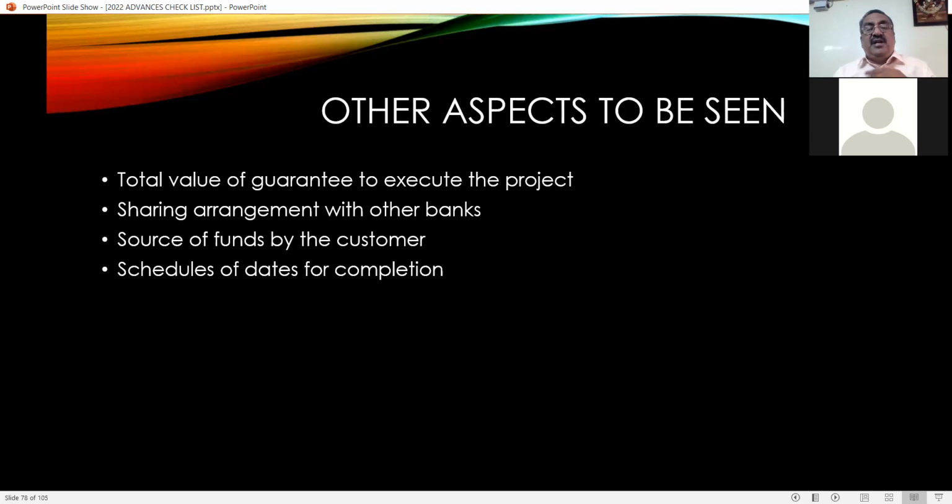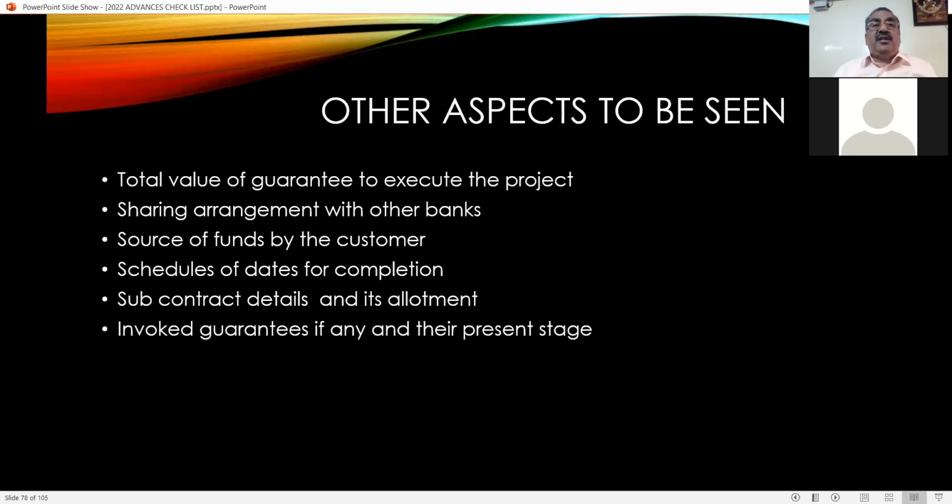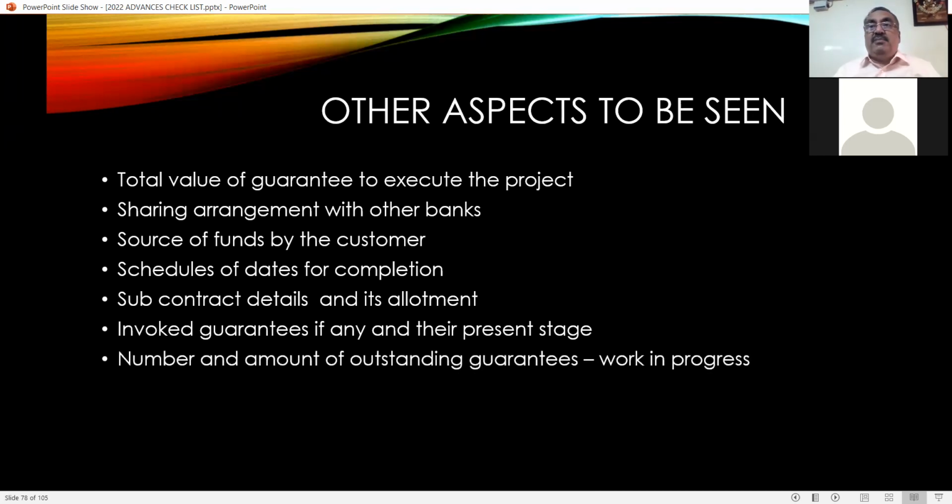What are the schedules or dates of execution or completion? That also the bankers have to verify. What is the subcontract, in case the agreement is given to you and you have given the subcontract to others? You have to verify that subcontract details also. And what are the total invoked guarantees and what is the present stage? That means if the guarantee is invoked, whether the payment has been made by the banker or not. What is the percentage? How many bank guarantees have been invoked and how many are present or pending?